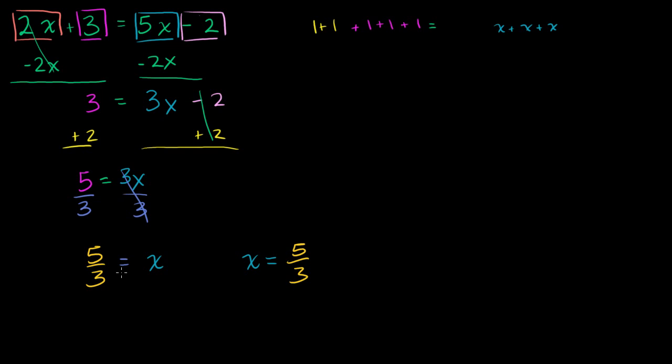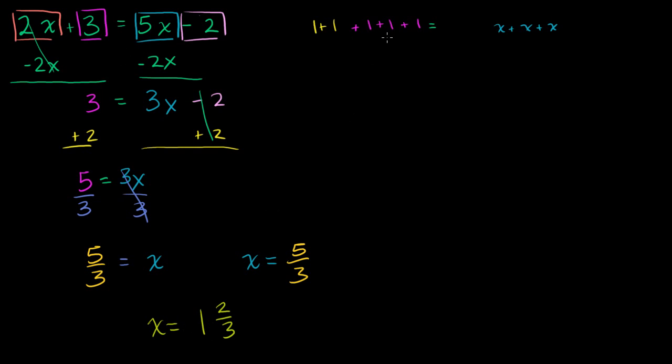Now, if we wanted to write this as a mixed number, 3 goes into 5 one time with remainder 2. So it's going to be 1 and 2/3. So we could also write that x is equal to 1 and 2/3. And I'll leave it up for you to actually substitute back into this original equation and see that it works out.